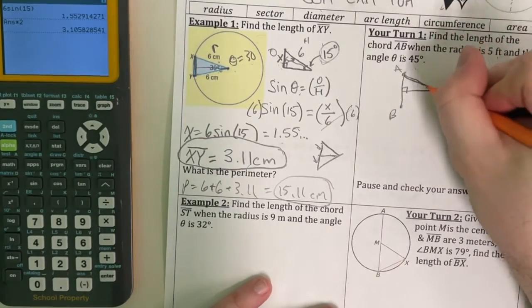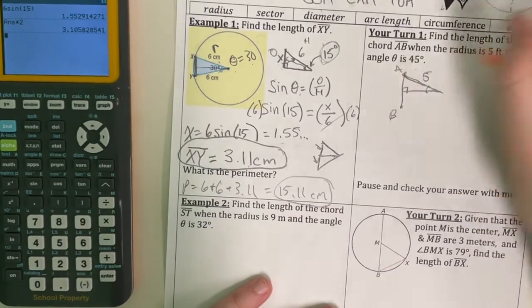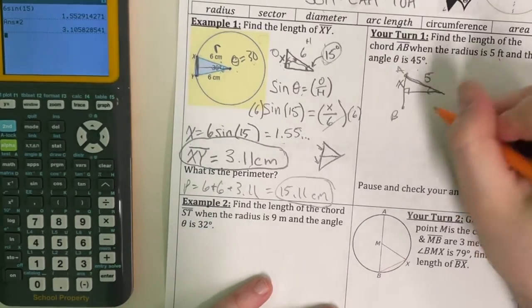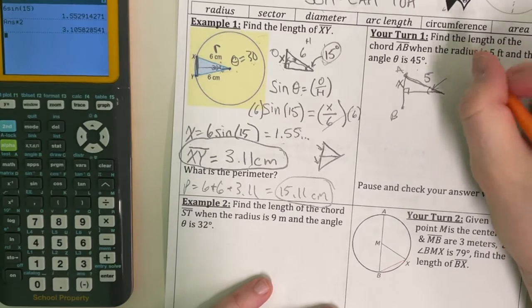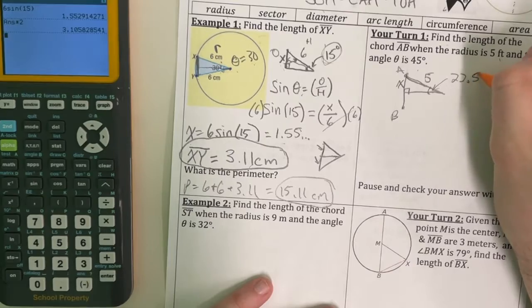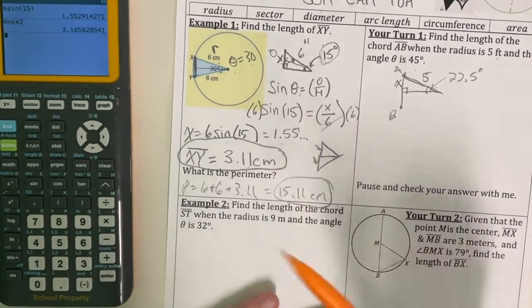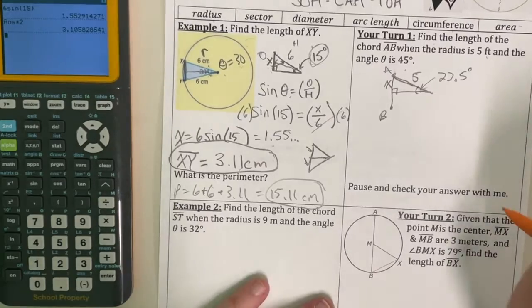And so I'm saying, okay, this is going to be 5. I'm looking for this amount x, and I would say that this angle here is going to be half of 45, which is 22.5 degrees. So again, make sure you're using the same steps we did before. Pause the video and check your answer with me.